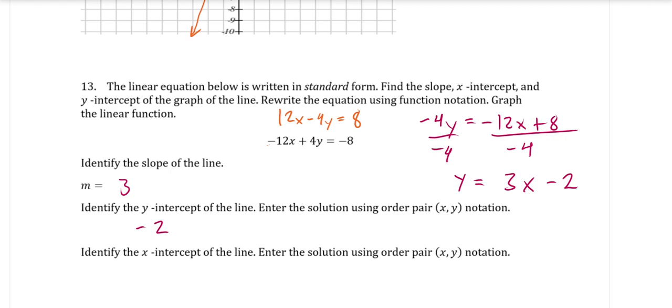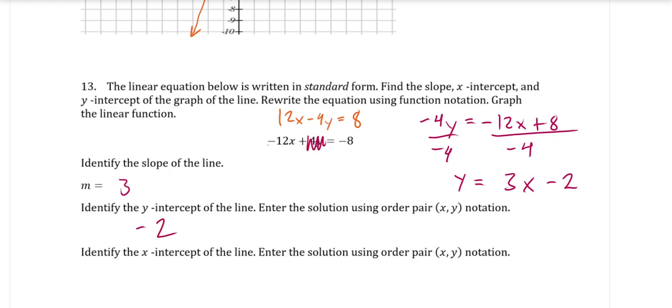Notice that we could have gotten that straight away from the original equation by plugging in 0 for my x value and dividing by 4 to give me minus 2. Likewise, the x-intercept could be found from the original equation or from the standard form equation if you plug in 0 for y and divide by 12.